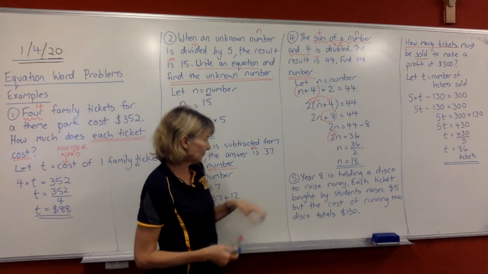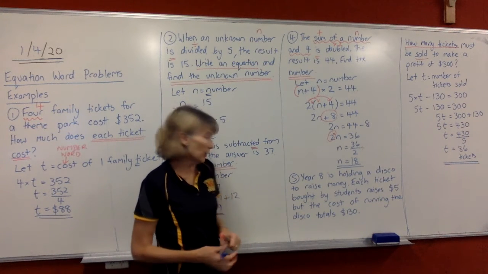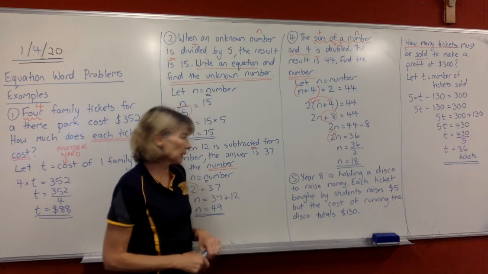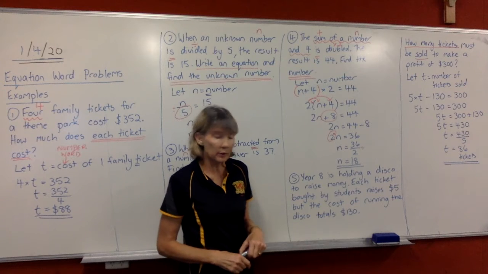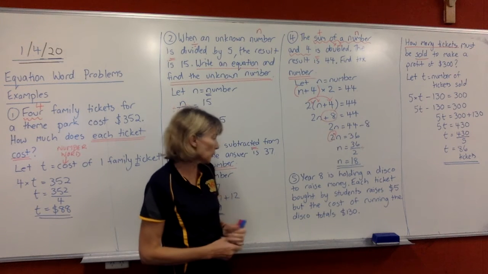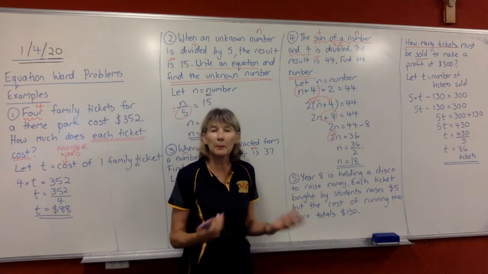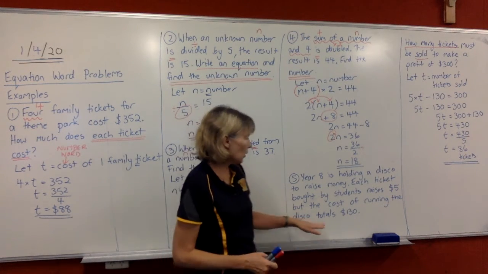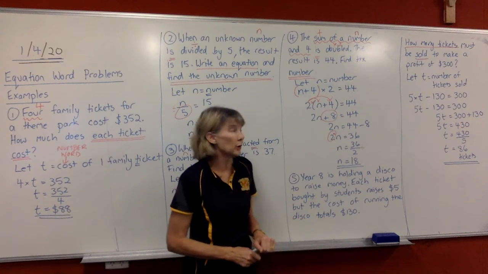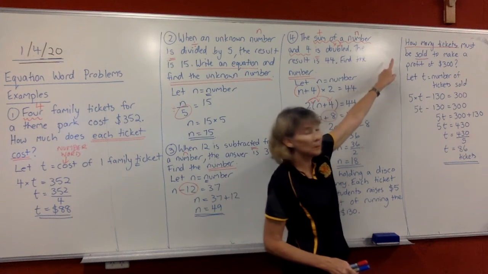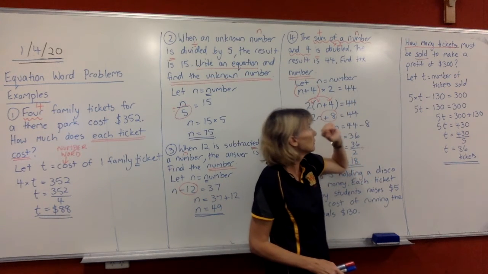The last question on the board here is number 5, and this involves a little bit more thinking too. Year 8 is holding a disco to raise money. Each ticket bought by students raises $5. But the cost of running the disco totals $130. So they might be paying for a DJ, might be hiring a hall. Whatever the costs are, it's totaling $130. So how many tickets must be sold to make a profit of $300?